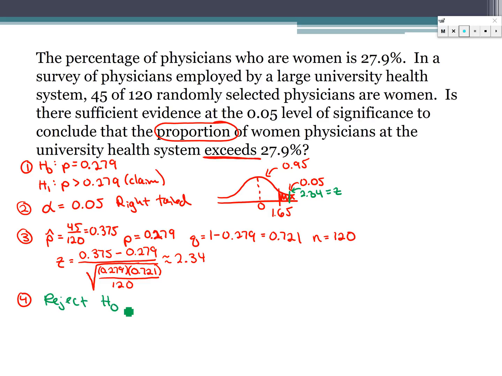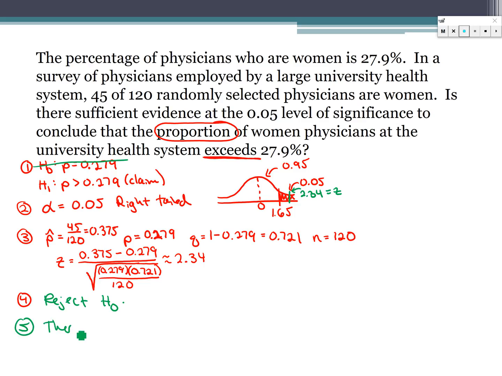I reject, and you can just put the H sub 0. You can write null hypothesis if you'd like. I just like to shorthand it. Reject H sub 0. That's our null hypothesis. So if I rejected the null hypothesis, and it wasn't my claim, that means I get to support my claim. If I reject the null, that means I get to support my claim.